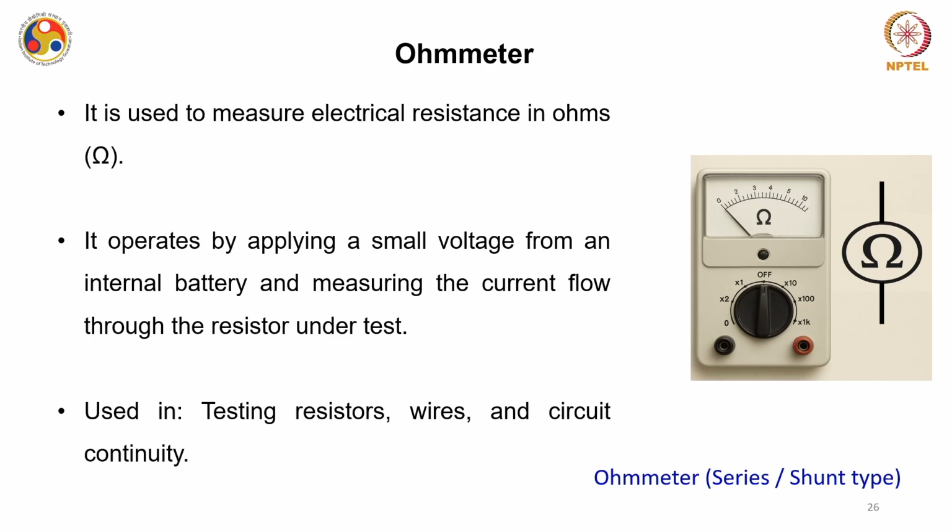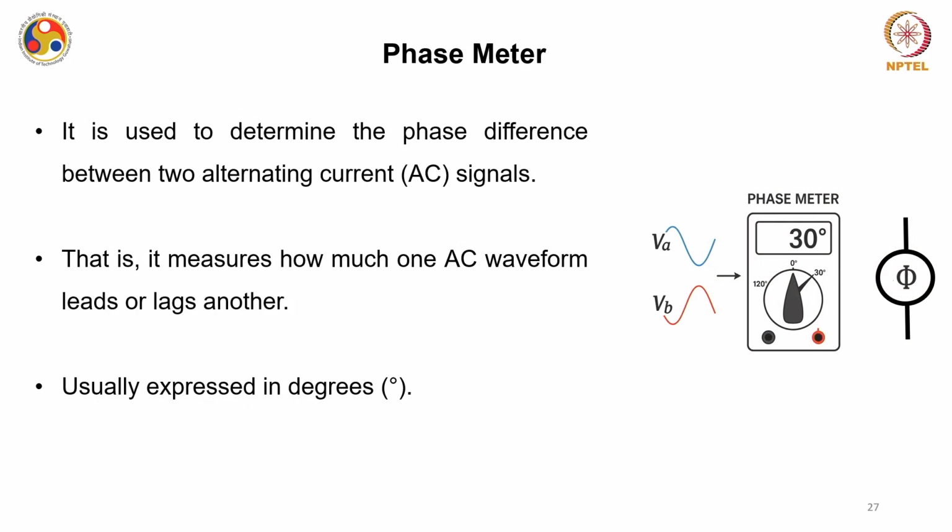So, it operates by applying a small voltage from an internal battery and measuring the current flow through the resistor under test. This is very useful in testing resistors, wires and circuit continuity. There are multiple ways by which we can read the resistor. We will also see different types of resistance: low resistance, medium value resistance and high resistance. In this course, we will discuss measurement of all these kinds of resistances.